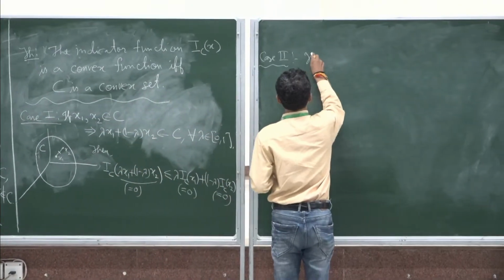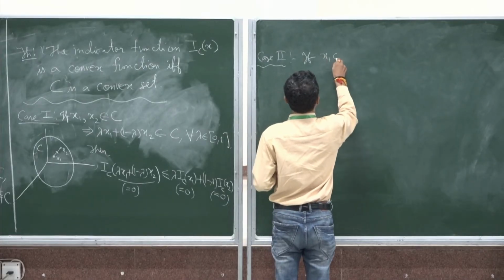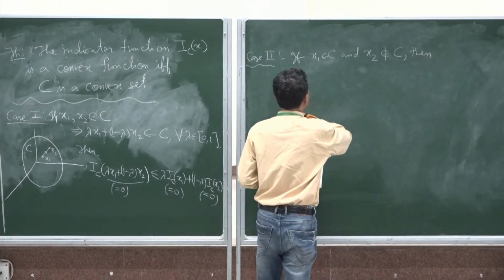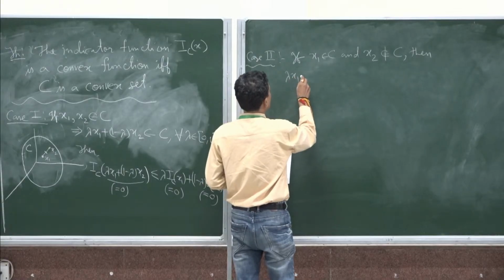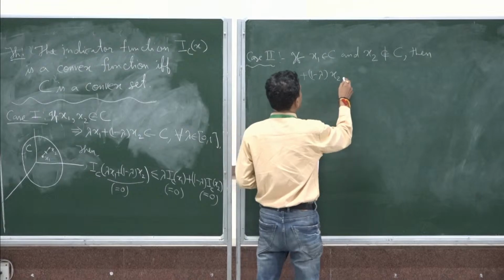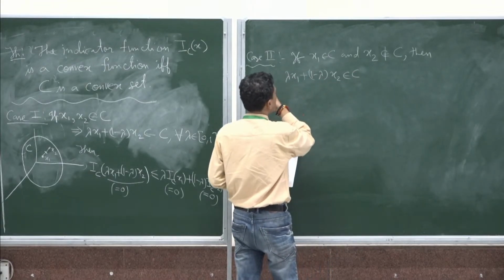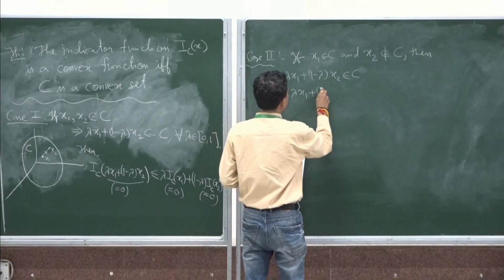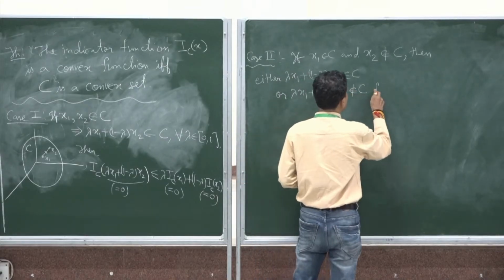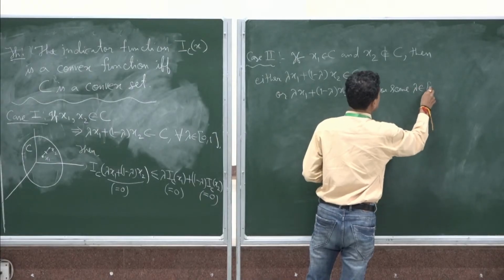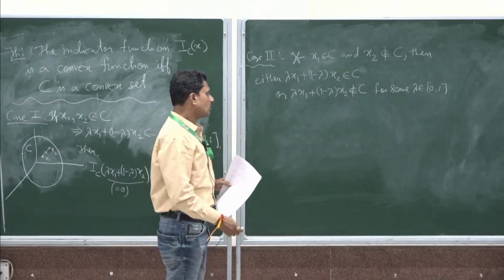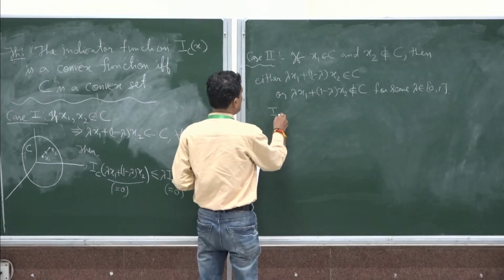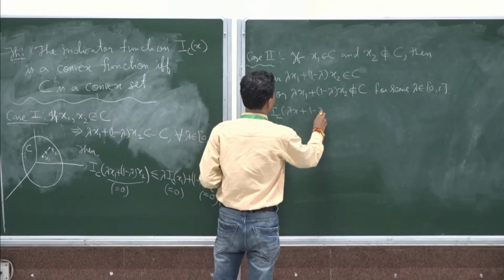So if we have these two cases, the second one: suppose x1 belongs to C and x2 does not belong to C. Then we have these two possibilities: either lambda x1 plus 1 minus lambda x2 belongs to C, or it does not belong to C, for some lambda in (0,1). Right? So in the case that this belongs to C, we can write this inequality, the indicator function of C at lambda x plus 1 minus lambda y.